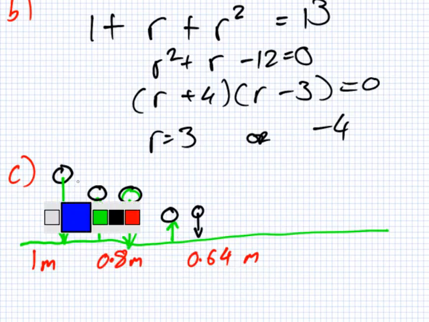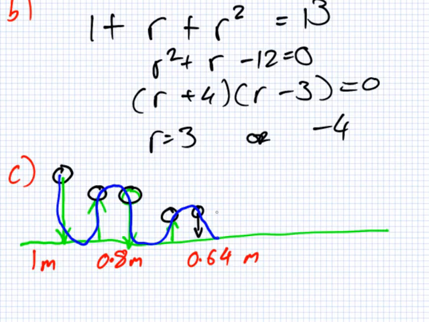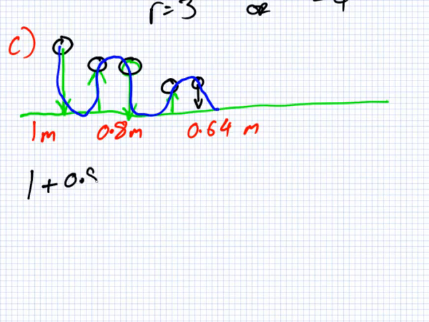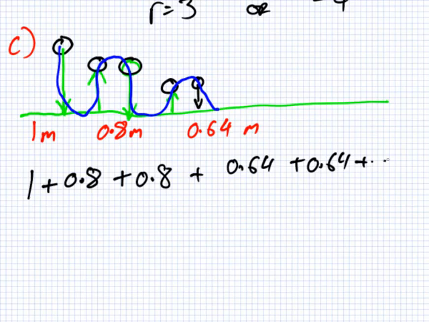So what's happening is the ball goes down, then it bounces up, then it bounces down, then it bounces up, then it bounces down. So it goes up, down, and it continues like this until it stops, practically. So what is the total distance it's travelled? Well, it'll be 1 plus 0.8 plus 0.8 plus 0.64 plus 0.64, etc.